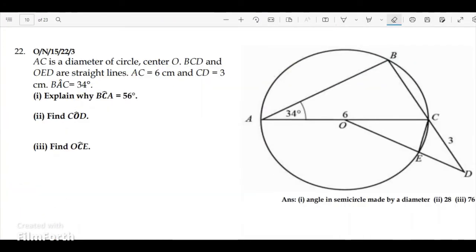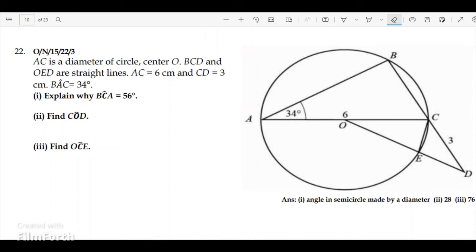Okay, question number 22. AC is the diameter of a circle with center O. BCD and OED are straight lines. AC equals 6 centimeters and CD equals 3 centimeters. BAC equals 34 degrees. Explain why BCA equals 56 degrees.